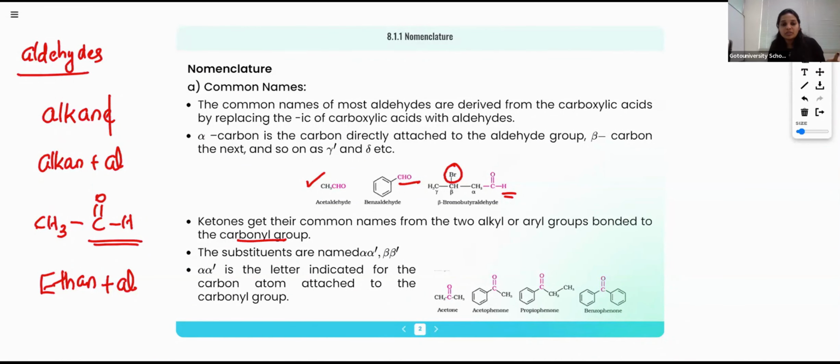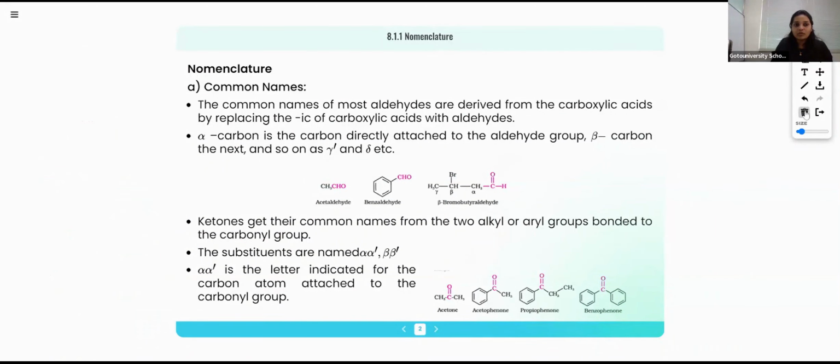Okay, next one. Ketones get their common name from the two alkyl or aryl groups bonded to the carbonyl group. In case of ketone, we are doing the same thing, but it will be like alkan plus one. But the thing is, in ketones, the CO group will always be at the middle of the chain. It won't be at the end, because both the groups connected to the carbon atom are alkyl groups.